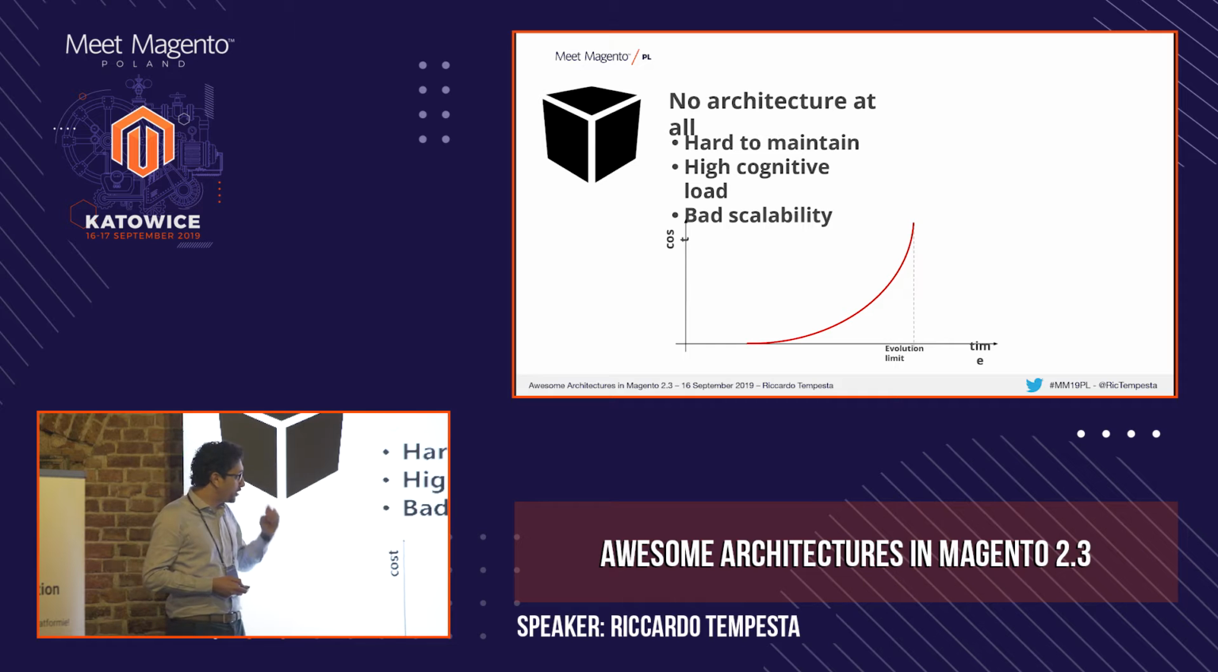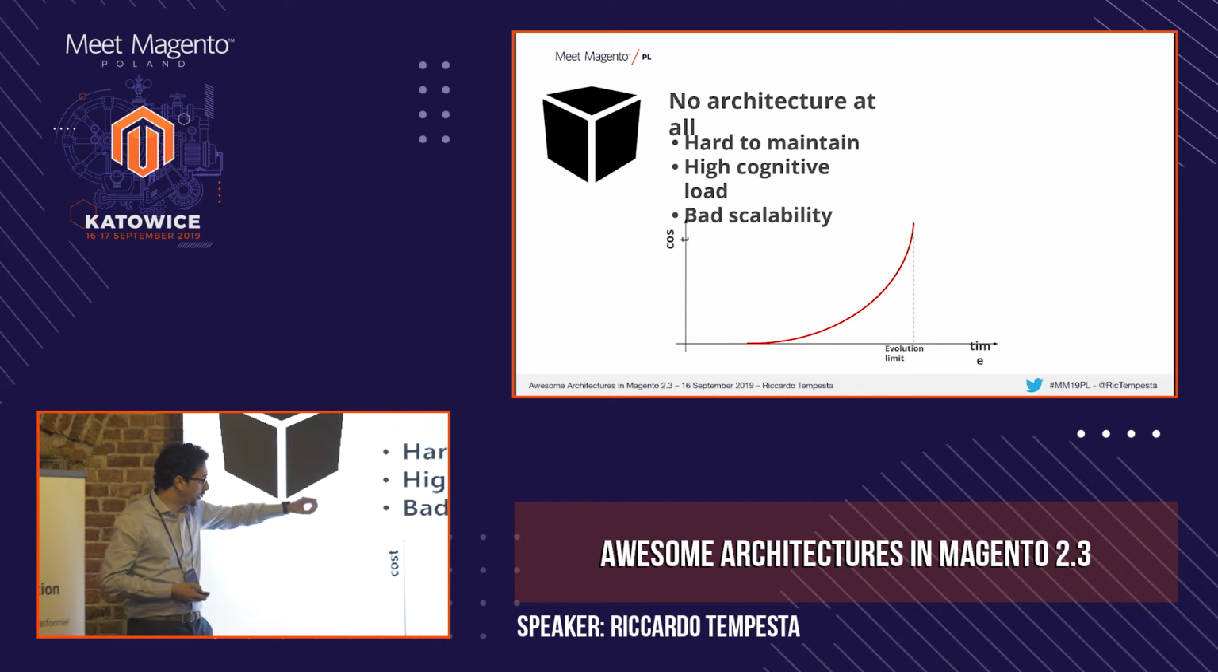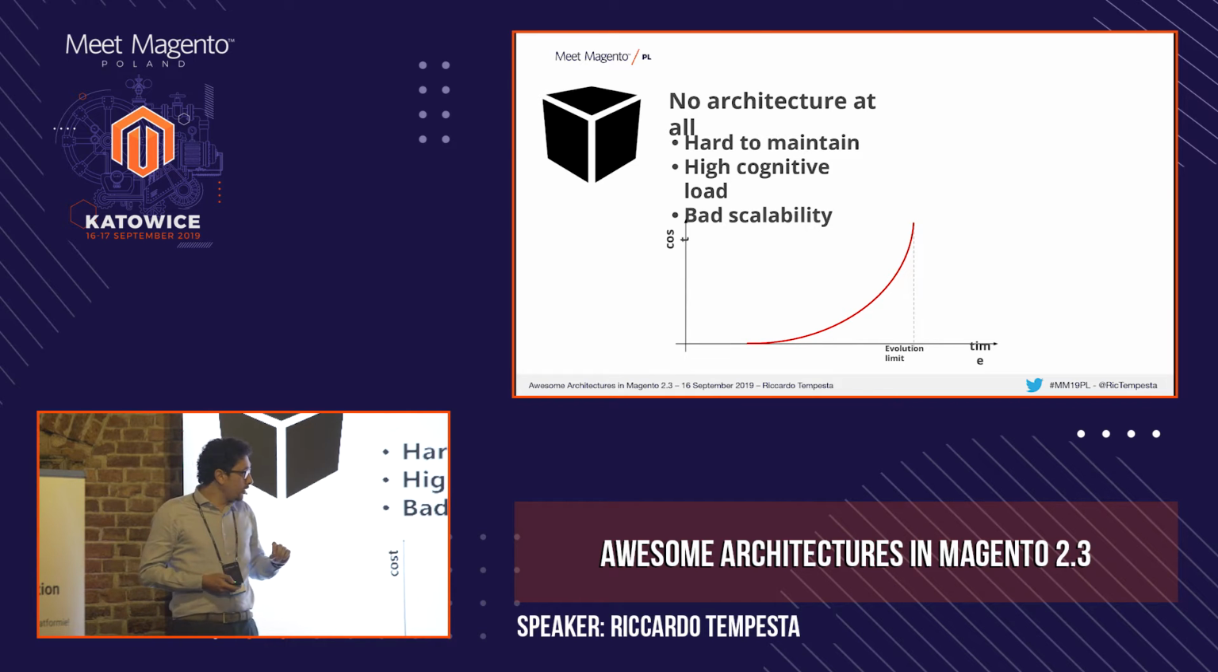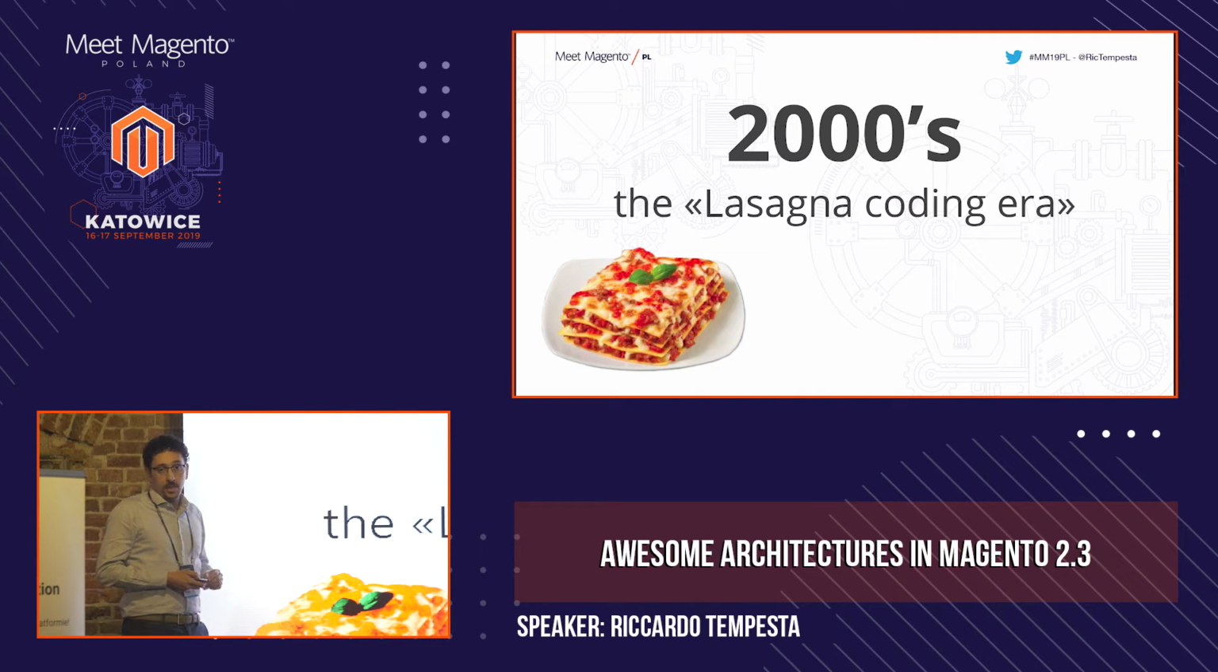Totally. So it was extremely hard to maintain. It was requiring a very high cognitive load, so to understand what the code was doing was very hard after some time. And it had a very bad scalability. At the very beginning, the software was easy to develop, to start. But at a certain point, you reach the evolution limit of the software. So it's easier to refactor that software from the beginning than to expand it. So this is why we come to the 2000s, and we approach the lasagna coding era, the so-called layer monolith.